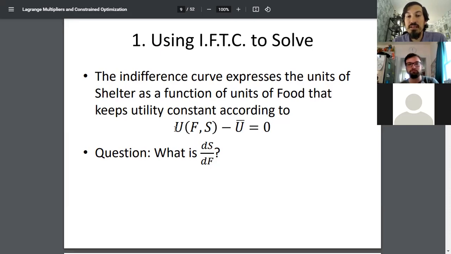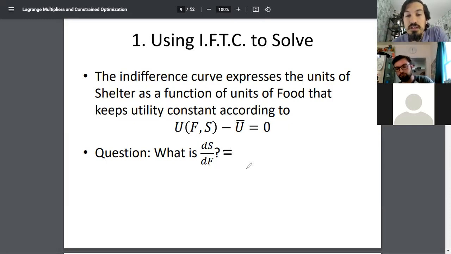The first thing I'm saying is, here is that formula. It used to be u(F,S) equals u bar. But remember, for implicit functions, we always move everything over to the left side and say it's equal to 0. So all I did was move the u bar to the left and said it's equal to 0. Now I want to know, what is dS/dF? Do you guys remember how to use the IFTC for this? What is it equal to?